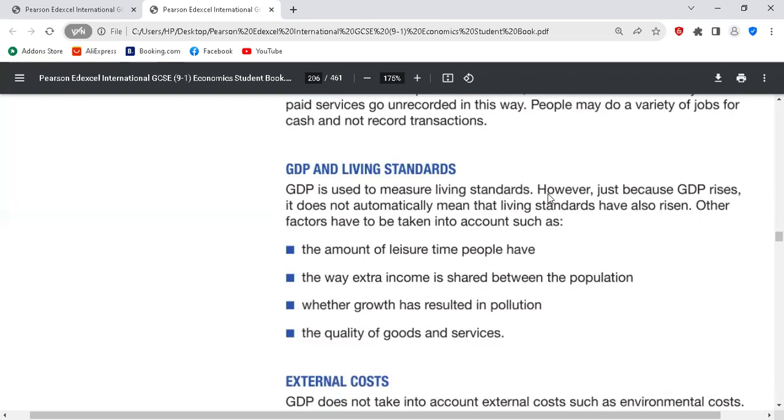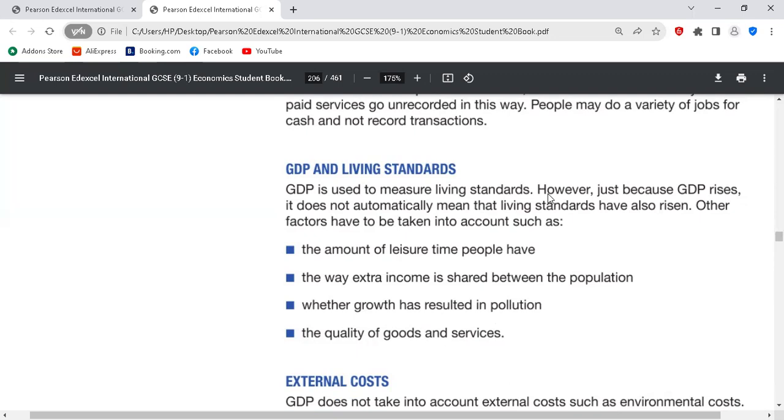GDP and living standards. GDP is used to measure living standards. However, just because GDP rises, it does not automatically mean that living standards are also rising. Other factors have to be taken into account, such as the amount of leisure time people have. I'm going to explain each one at a time. The GDP of the country might increase, but that does not mean that the living standard is increasing.